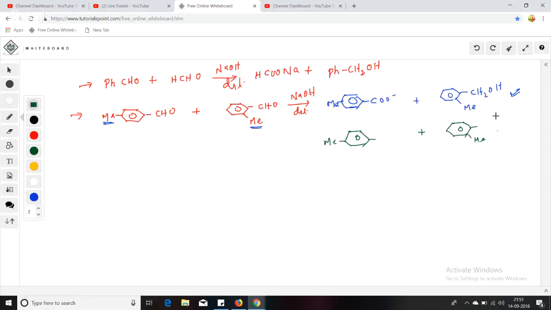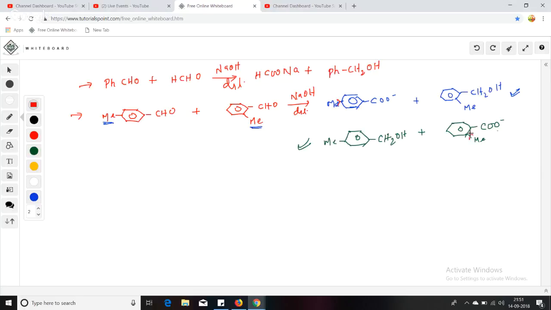Okay, so the possibility is this: COO minus, and here we have CH2OH. Now the thing is, either we have this as the product or this is the product. Coming back to this, you see now this methyl group has plus I nature, correct? Electron releasing nature it is. And this also has plus I group, electron releasing nature.